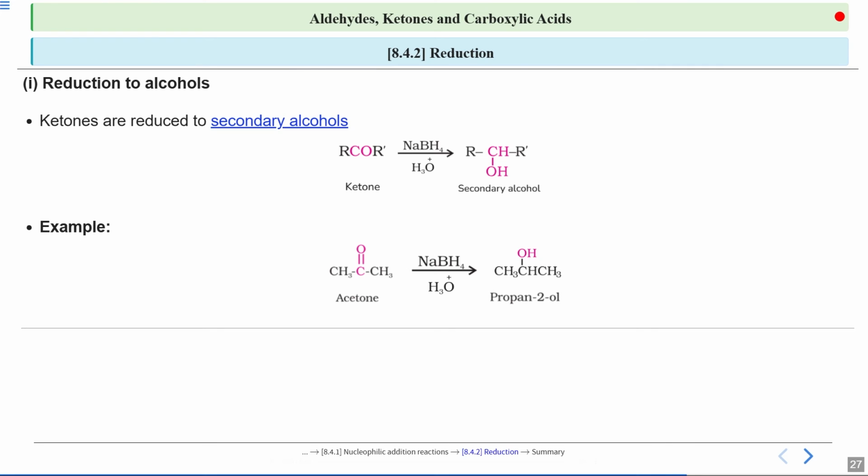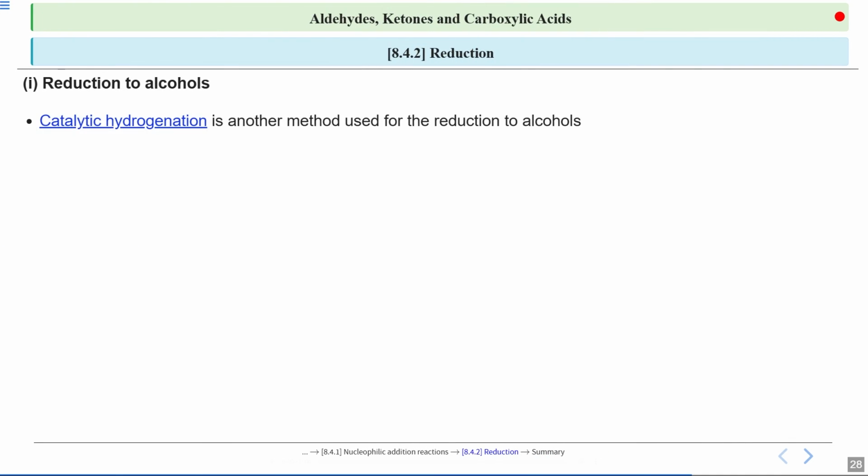For example, if you take acetone, which is a ketone, and treat it with NaBH4, which is sodium borohydride, you get propan-2-ol. Now this propan-2-ol is also a secondary alcohol, because you see that the carbon to which the OH group is attached is further connected to two methyl groups. So this is a secondary carbon. So aldehydes are reduced to primary alcohols and ketones are reduced to secondary alcohols.